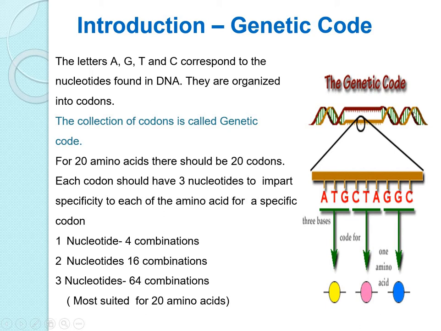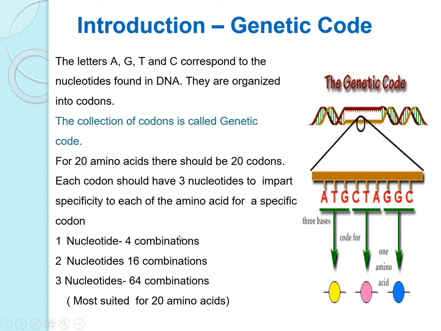This is the double helix structure of DNA, and this is one strand, where 3 bases code for one amino acid. The 3 bases ATG are one codon, CTA one codon, GGC one codon. These code for 3 types of amino acid.